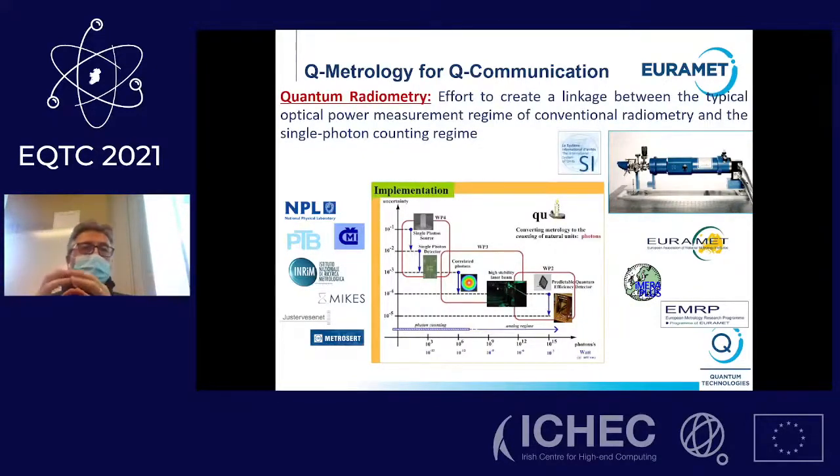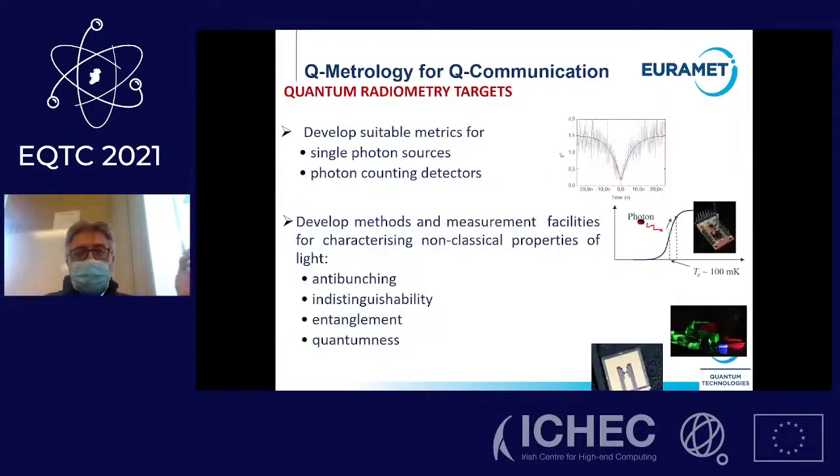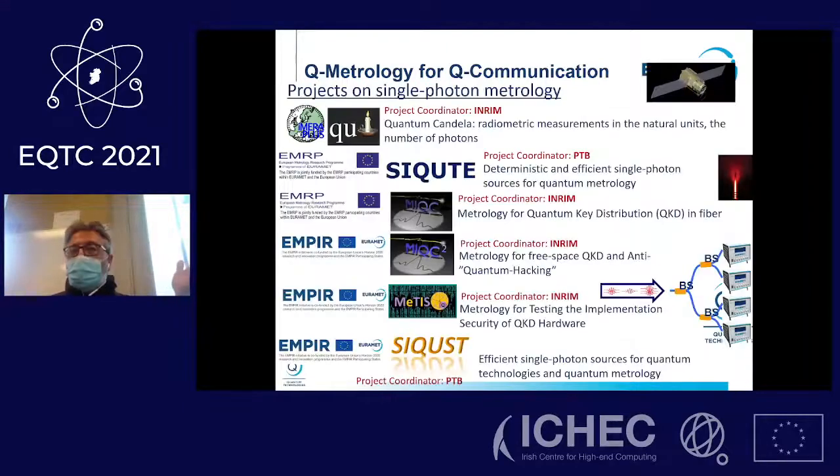Starting from the end of the previous century, there was a huge effort inside the European metrological institutions to develop a linkage between the conventional measurement scale of optical radiation, something like a microwatt or milliwatt, and measurement at the single photon level. And not only developing the traceability for measurement at single photon level, but also something more. For example, developing suitable metrics for single photon sources and single photon detectors, and developing measurements for calibrating quantities that are outside the conventional metrology world, such as quantities that are typical of quantumness, and so on and so forth.